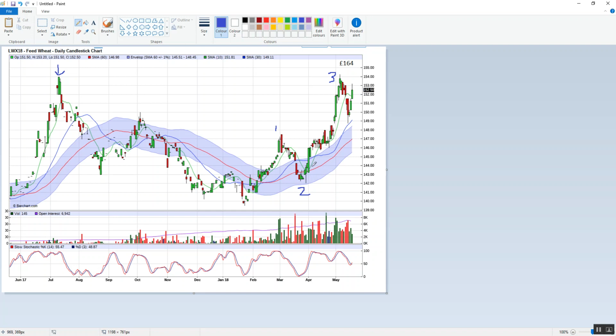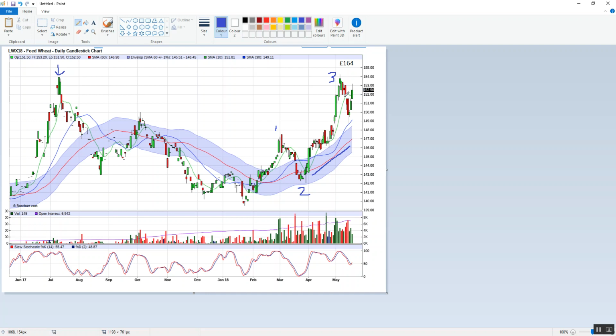Where's the 60 SMA? The 60 SMA is pointing nicely upwards now. We've got the short-term 630 SMA also pointing up. We've fallen below the 10 SMA here, the green line.